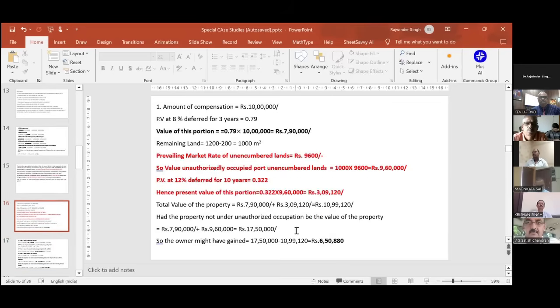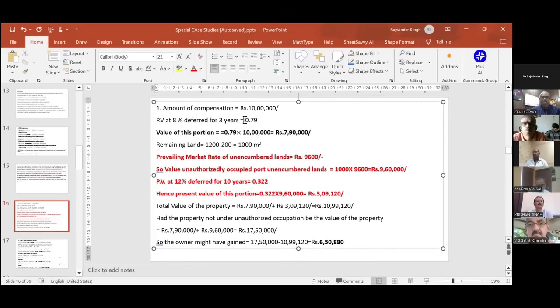The amount of compensation is 10 lakh, but it is to be given within 3 years. So let us suppose that it will be given at the end of the 3rd year. So we will find the present value of this 10 lakh as on today. So we defer it at 8% for 3 years. Present value factor is 0.79. So the value of the portion is 7,90,000.